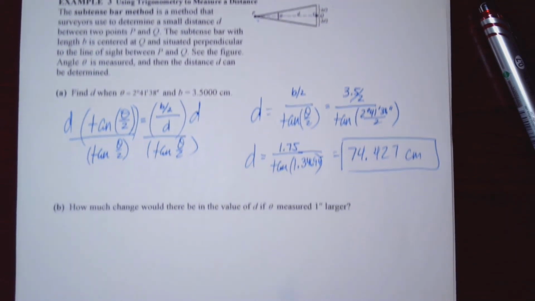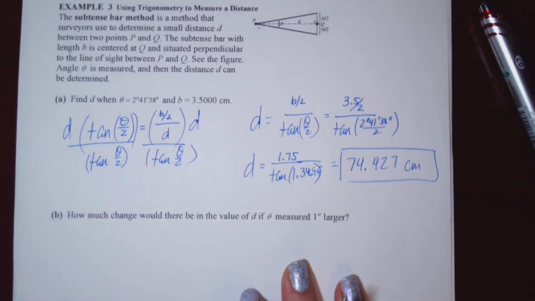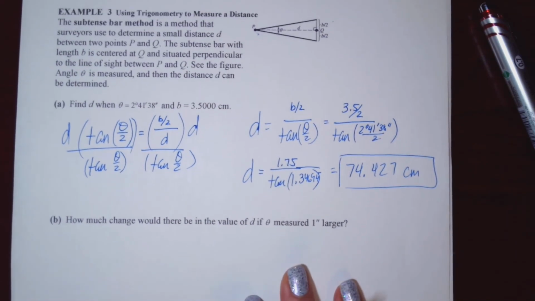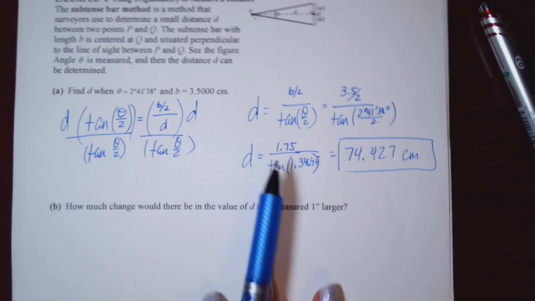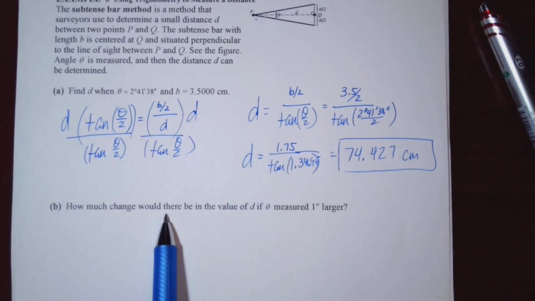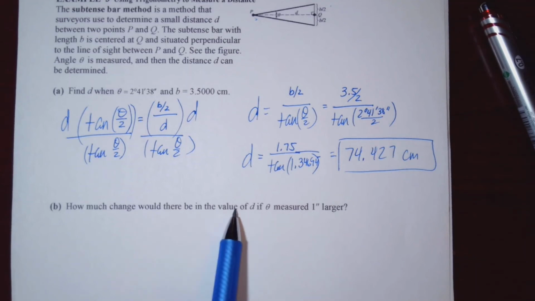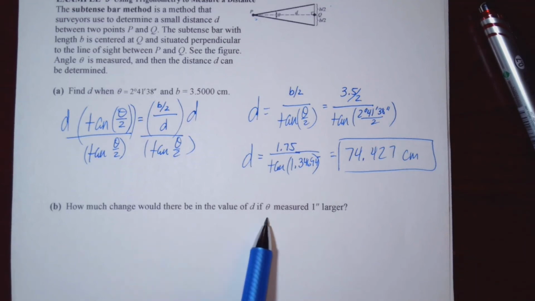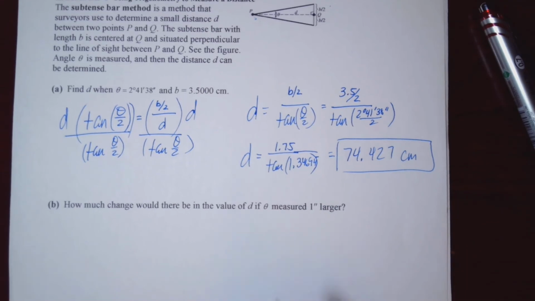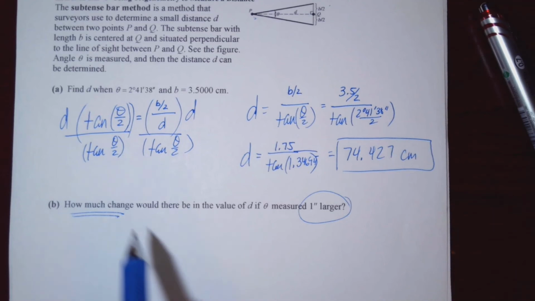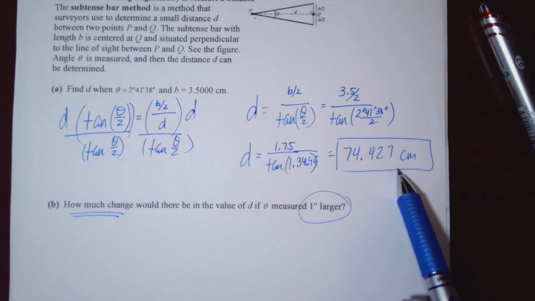Alright, excellent. Sorry about the flub, but you need to see that everyone has to stop and think and recalculate when we make mistakes. Okay, how much change will there be in the value of d if theta is 1 second larger? So I've got to do 2 things here. I need to figure out, okay, what if theta is 1 second larger? What's my value? And then I've got to figure out how much of a difference that is from the previous length.